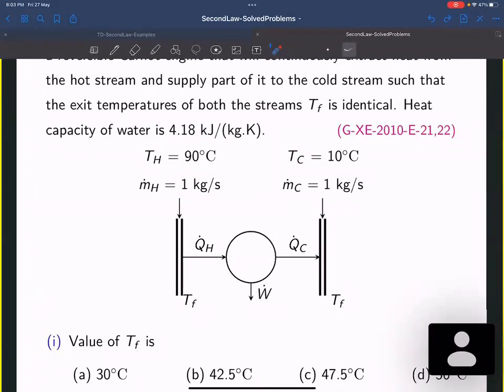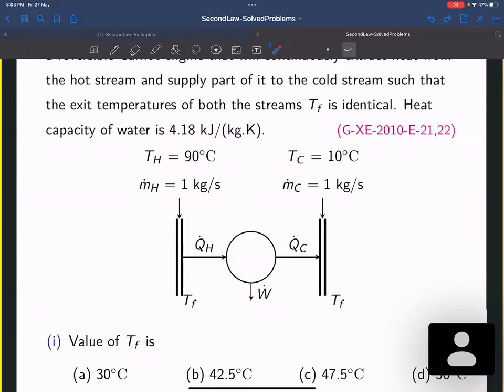But since the requirement for a heat engine is two different temperatures, we have a good amount of flow. 1 kg per second means how much? 3600 kg, or 3.6 cubic meters of water is leaving per what is it? 1 hour.